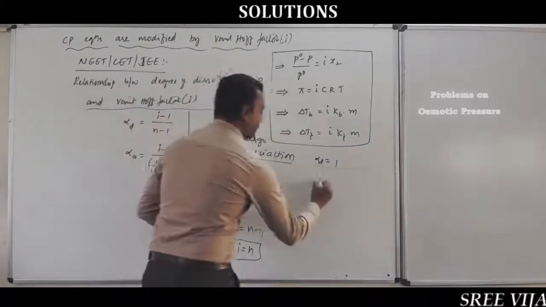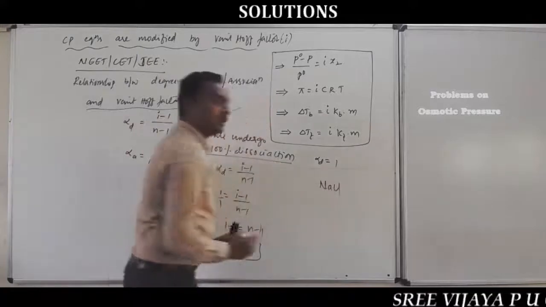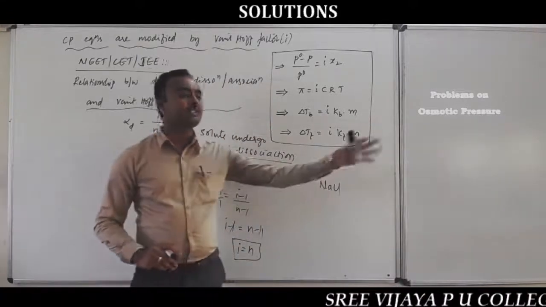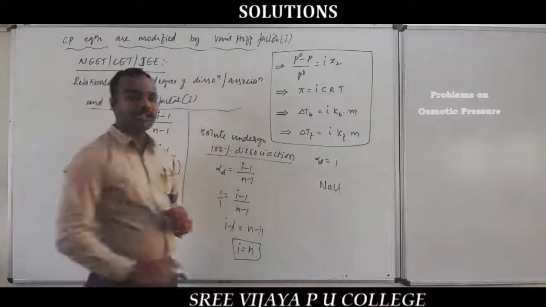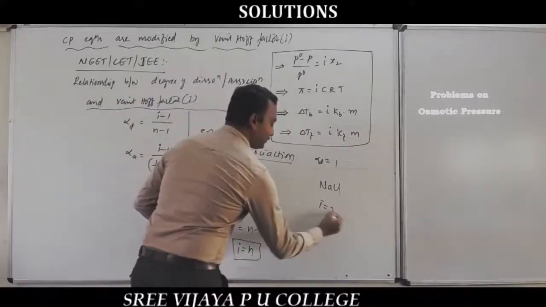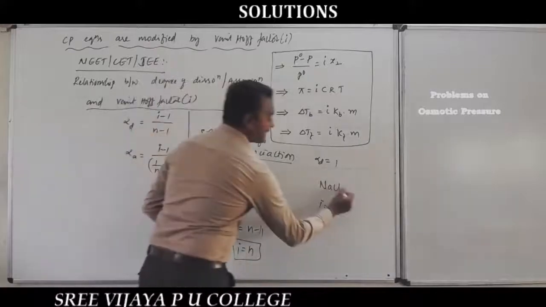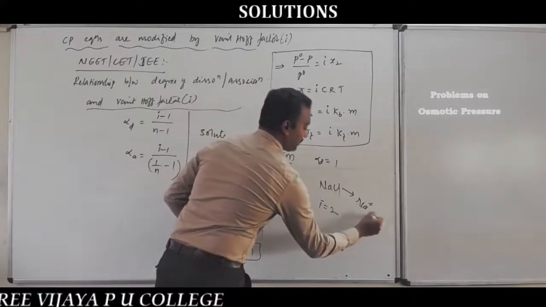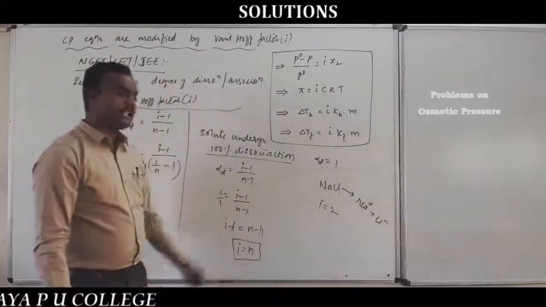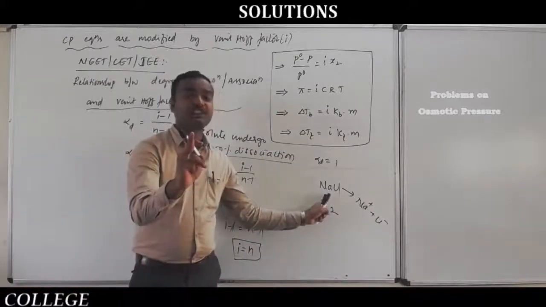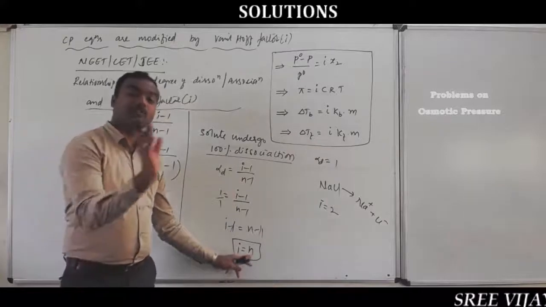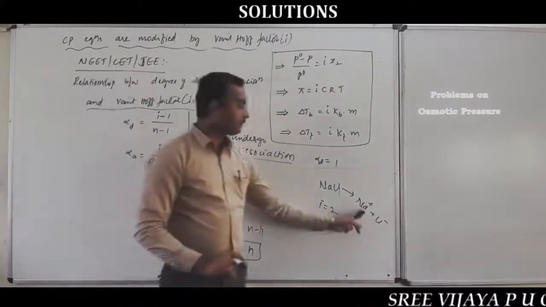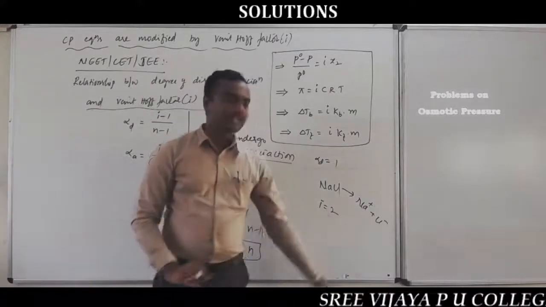For example, take NaCl. Let me take that it undergoes 100% dissociation in water. If asked what the Van't Hoff factor value is, i is equal to 2. Because when NaCl dissociates, how many particles do we get? There are 2 particles, Na plus and Cl minus. So when 100% dissociation occurs, the i value is equal to the number of particles after dissociation. The number of particles is 2, therefore i is equal to 2.